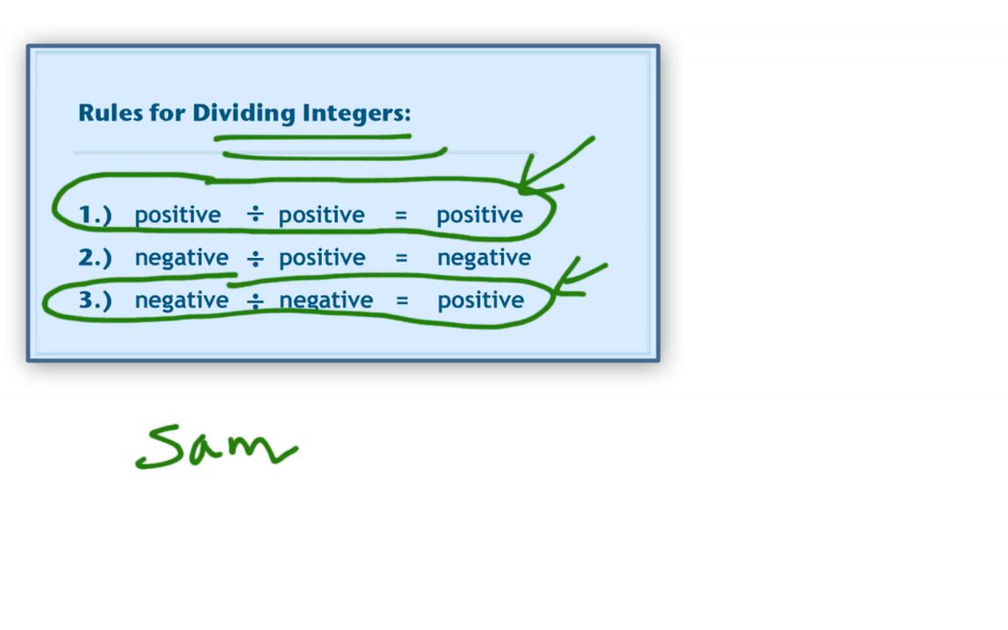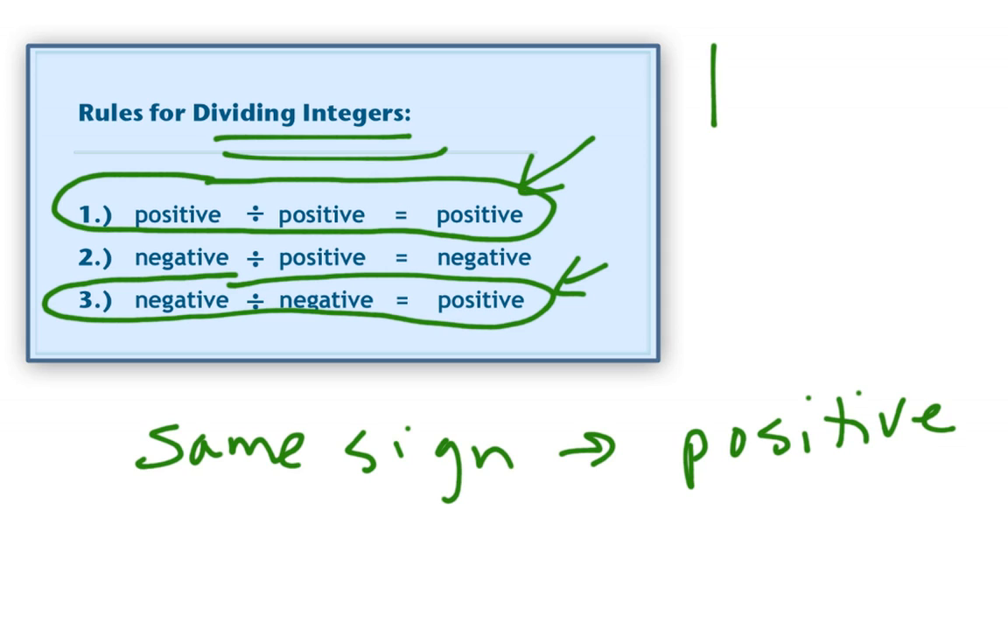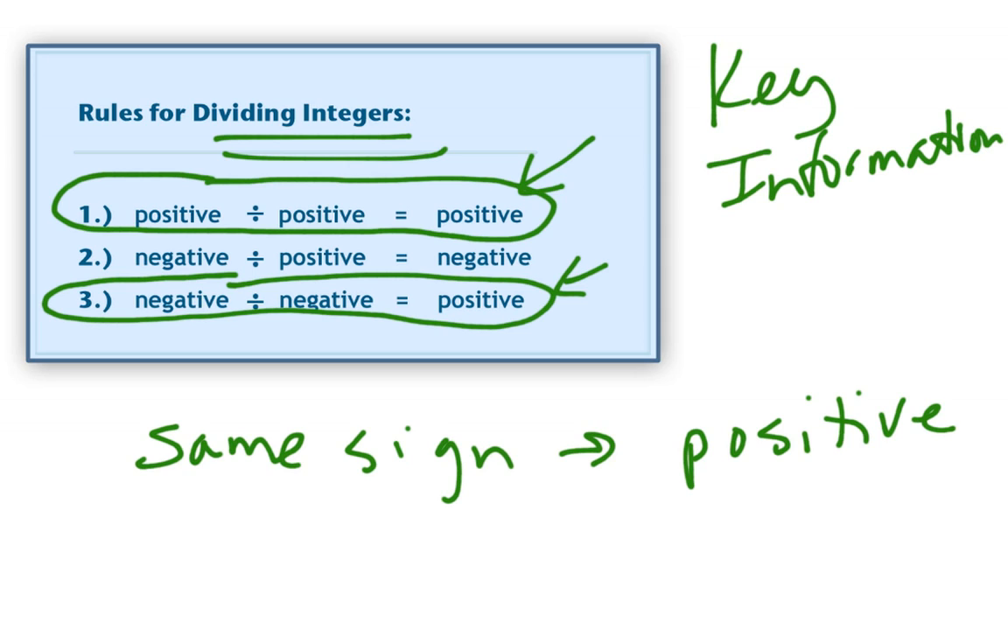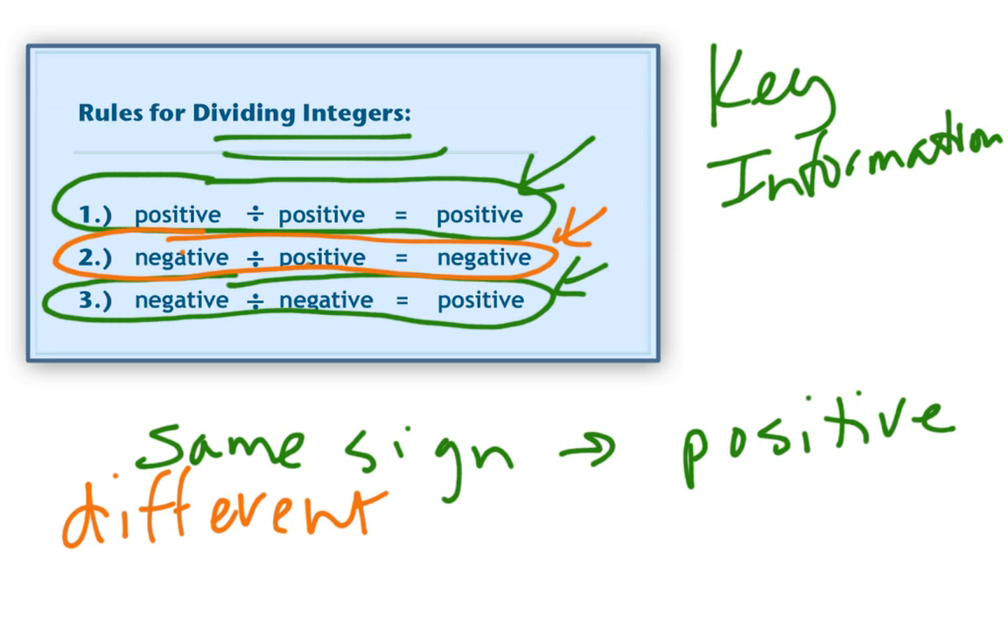Same sign, the result is positive. So this is the beginning of your key information. Same sign, positive, and then different sign. So one negative, one positive, the result is negative. Different signs, the result is negative. The quotient is negative. So that's the key information for the rules of division.